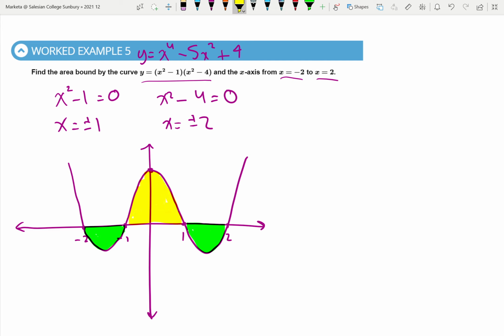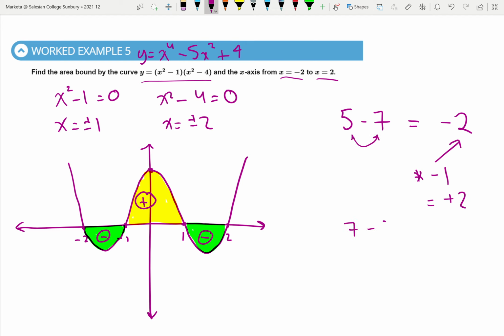And what we have to recognize is that this has some negative areas. So this is a negative area and this is a negative area. This area here is positive. So if we were to say 5 minus 7, for example, then 5 minus 7 would equal negative 2. If we wanted to make that positive, well, you could times it by negative 1. So that would equal positive 2. Alternatively, if you were to flip these and say 7 minus 5, you would immediately get a positive 2.